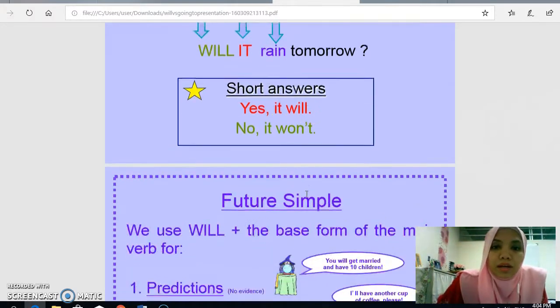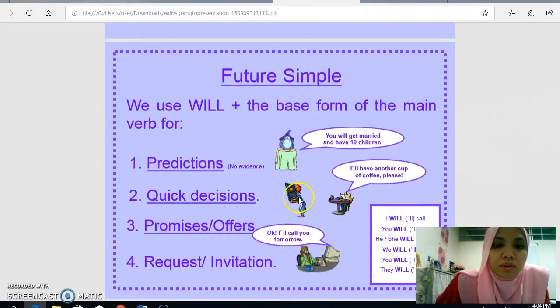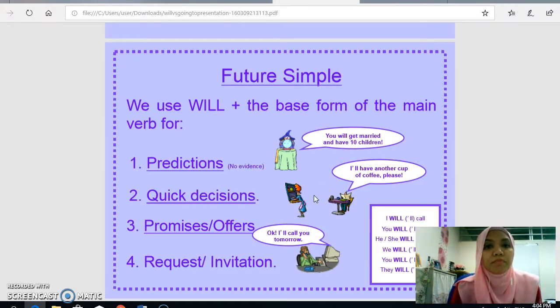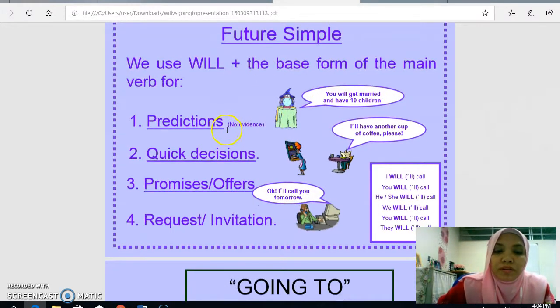Now let's move to the use of simple future tense. So when do you actually decide to use simple future tense? Let's have a look here. First is when you are making predictions without any evidence. For example, you will get married and have 10 children. So this is simply a prediction given by someone without any signs, without any symptoms or evidences.